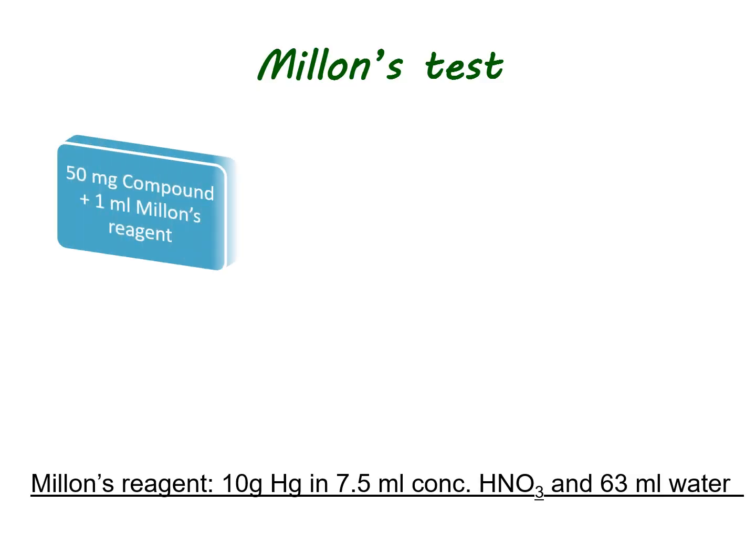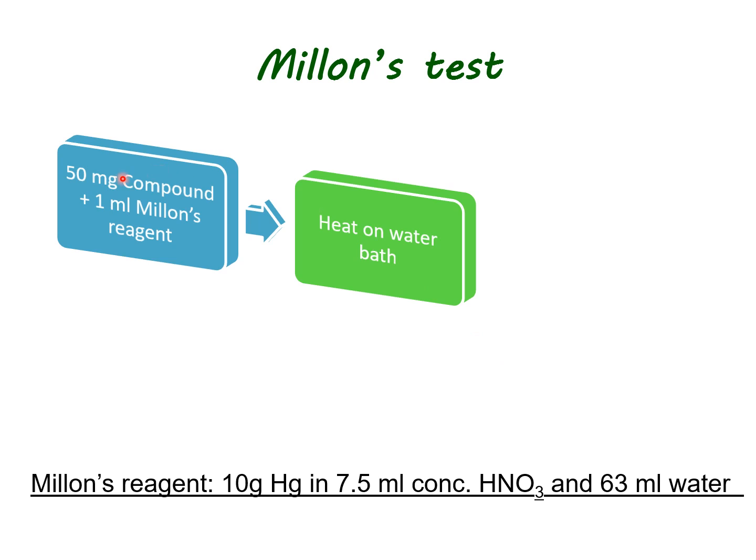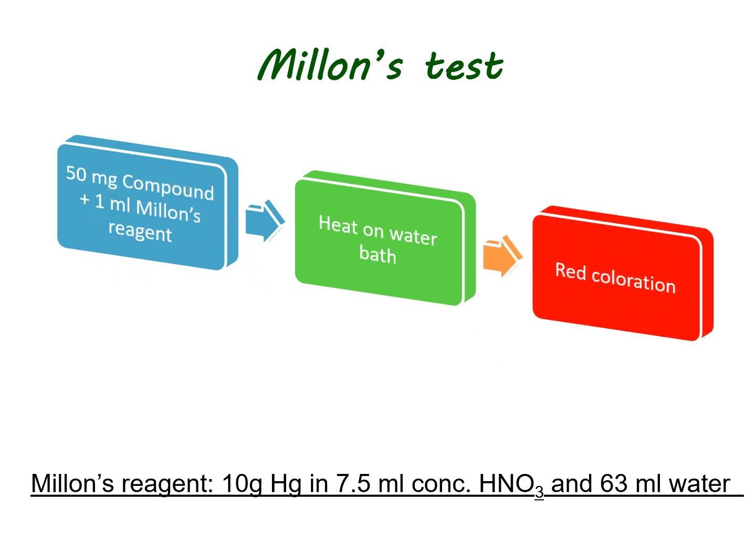Then we have Millon's test, wherein we need to react the compound with Millon's reagent. Millon's reagent contains mercury and acid in the form of nitric acid diluted with water. So when phenol is reacted with Millon's reagent and just heated on a water bath, we get red color.